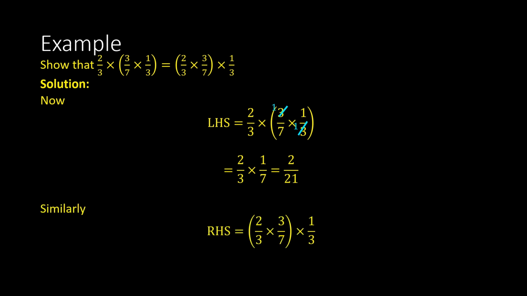Similarly, on the right-hand side in brackets, the 3's cancel, as shown, to give 2 out of 21, and we have therefore proved that the left-hand side equals the right-hand side, and that for this example, multiplication of fractions is what we call associative.